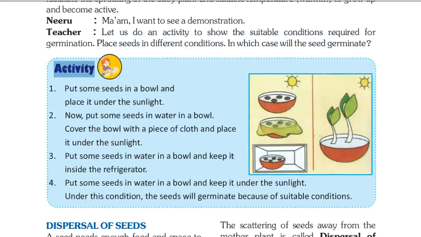Activity number 1. Put some seeds in a bowl and place it under the sunlight. Number 2. Now put some seeds in water in a bowl. Cover the bowl with a piece of cloth and place it under the sunlight.